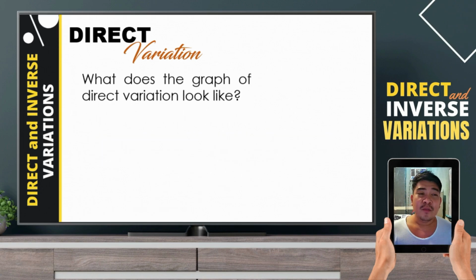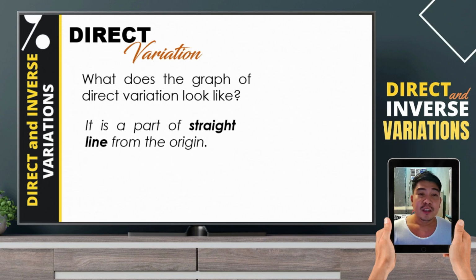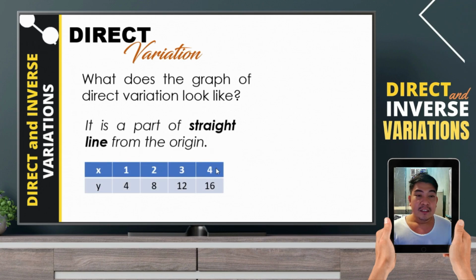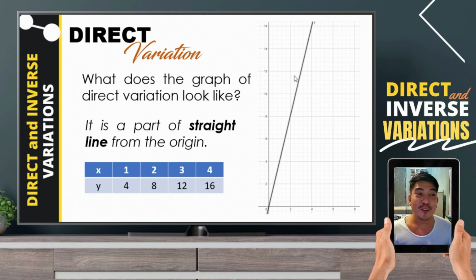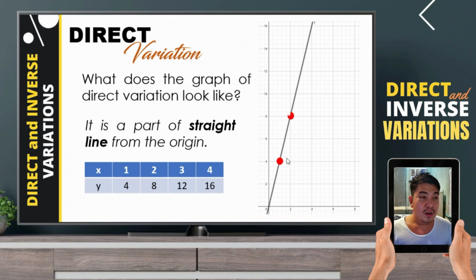Paano naman kapag yung graph? So what does the graph of direct variation look like? So it is a part of a straight line from the origin. So ayan, ito yung example natin kanina. So kapag ginraph natin yan, ito yung magiging itsura. Okay? So this will be (1, 4), (2, 8), (3, 12), and (4, 16). Ayan, kapag pinlot natin itong mga points, it will form a straight line.